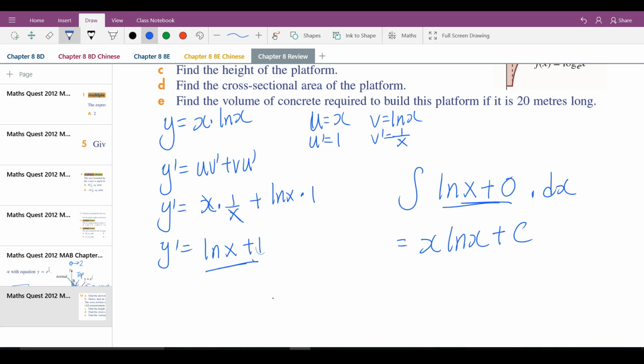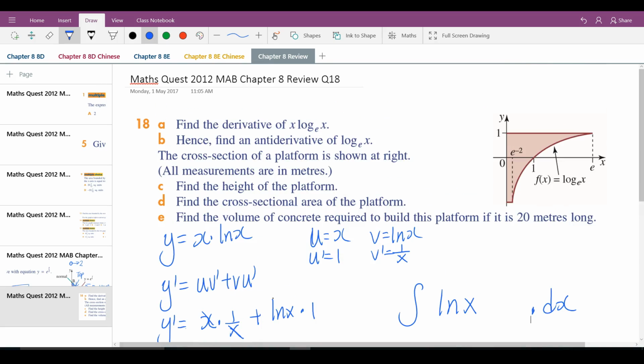But we can do it in a much better way. We don't have to guess. We don't have to see the pattern. All we can do is integrate by parts. Integrating by parts. This follows right out of that, because we are integrating ln x.